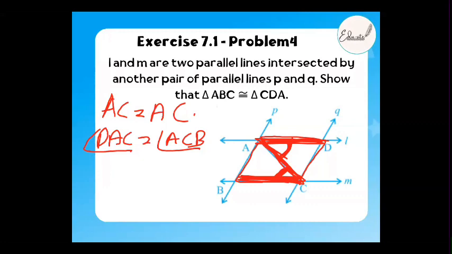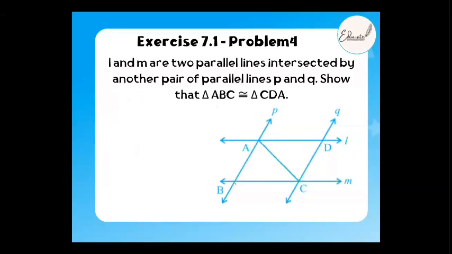Is there another Z here? Yes, look here: B, A, C, D. Correct? There's another Z here, right? Which one is it, beta? Here, B, A, C, D. Correct? Yes. Now tell me which are the alternate interior opposite angles here.